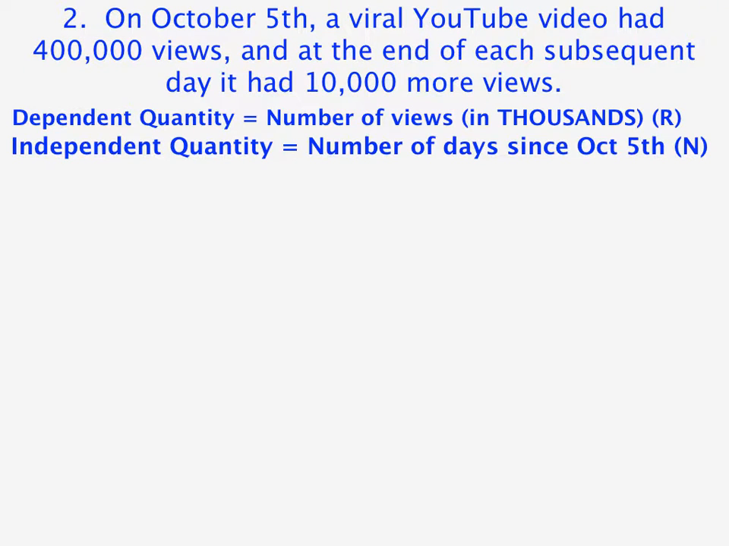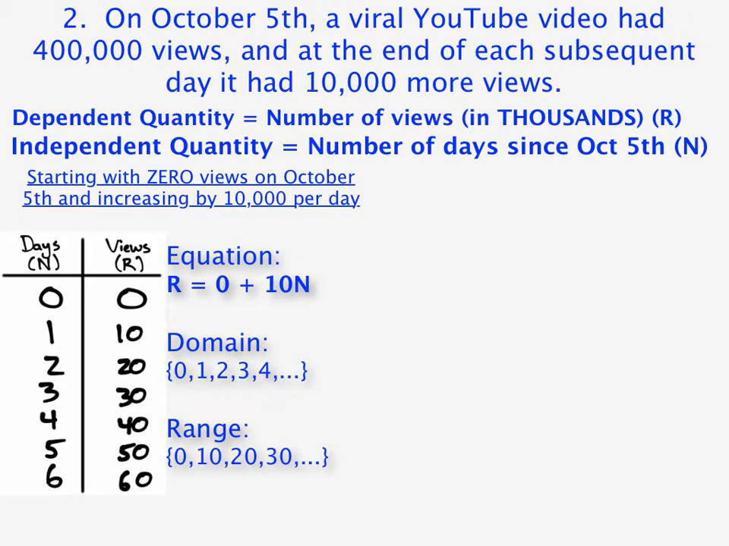The independent and dependent quantities we used before are going to remain the same. Let's use, for a dependent quantity, the number of views in thousands. It'll make life a lot easier. Now, here's the table of values for our old relationship, and here's the equation for our old relationship, starting with 0 views on October 5th.